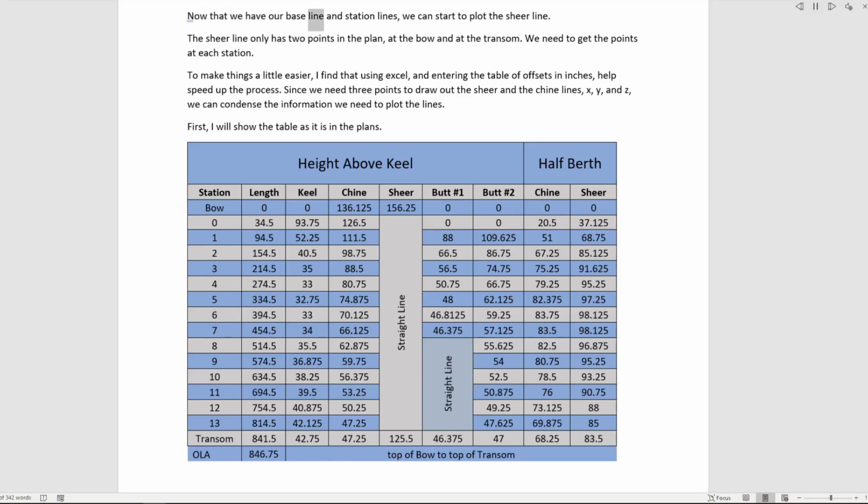Now that we have our baseline and station lines, we can start to plot the shear line. The shear line only has 2 points in the plan, at the bow and at the transom. We need to get the points at each station.